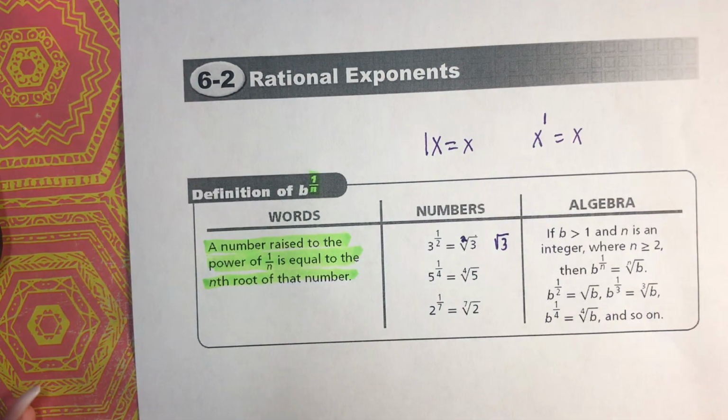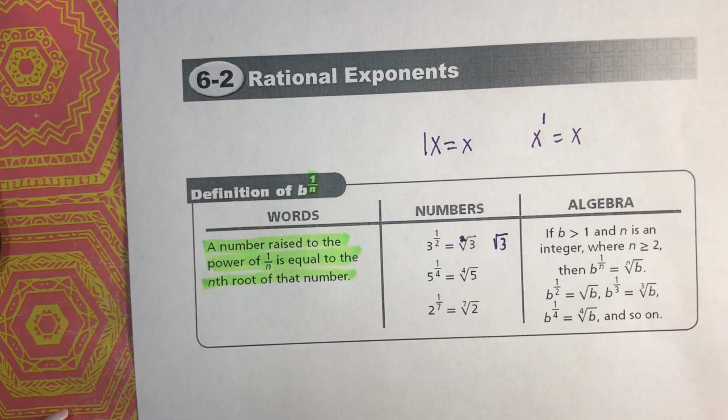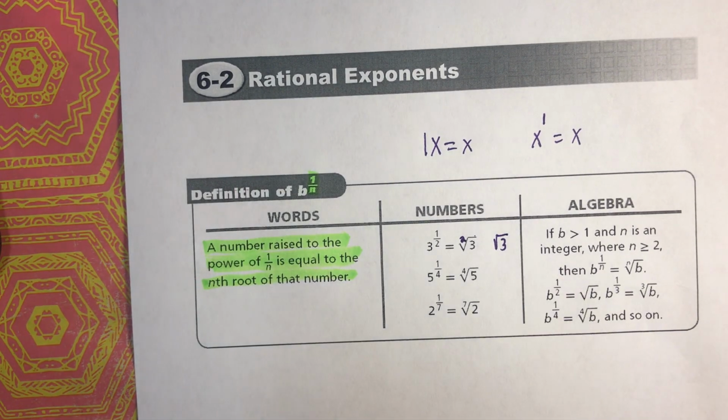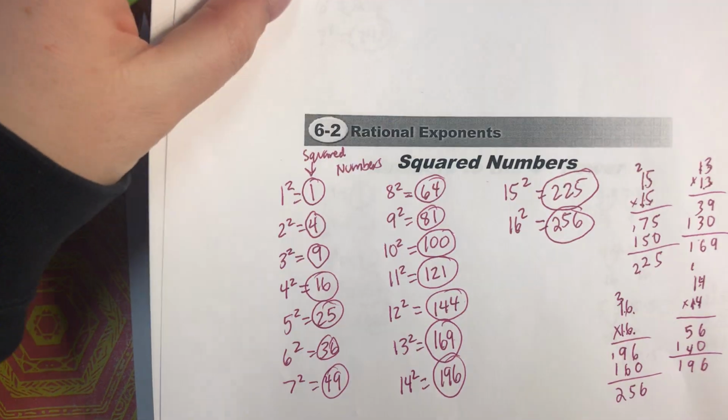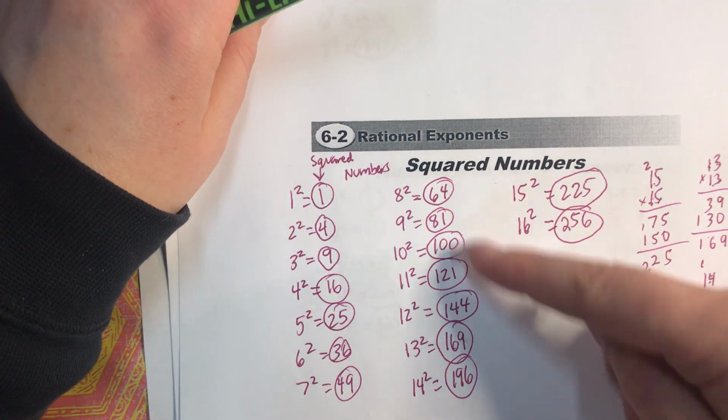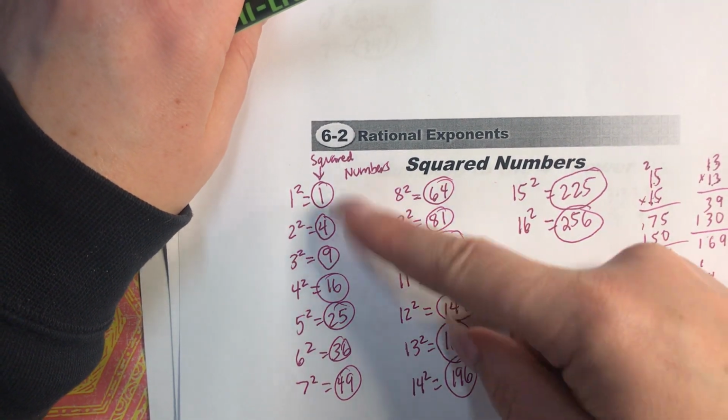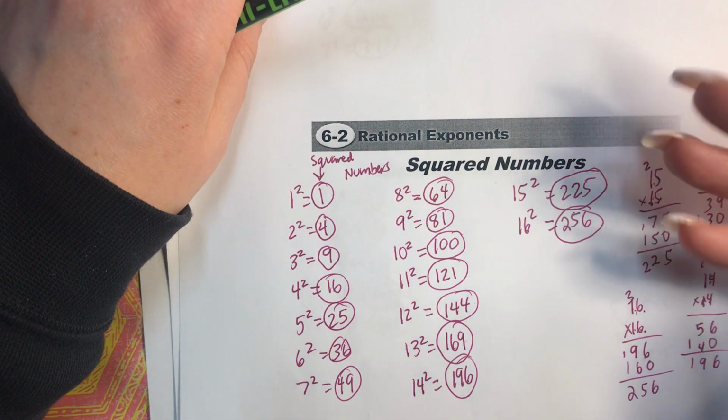So all of these squared numbers that we previously talked about in one of our last lessons, square roots cancel out all these squared numbers. So if you know that your number is a squared number, then you know that it's going to be able to be canceled out by those, okay?